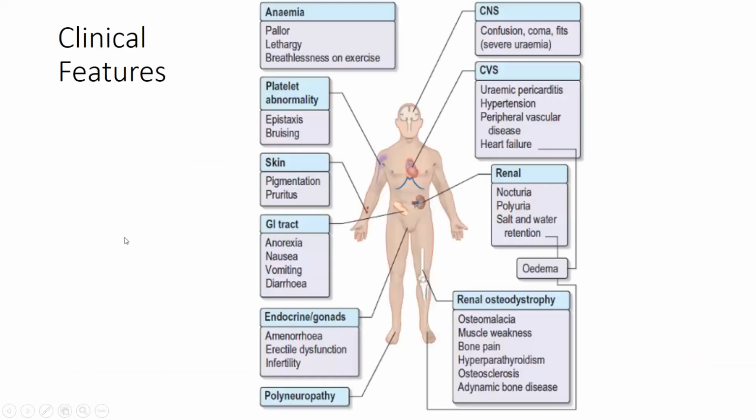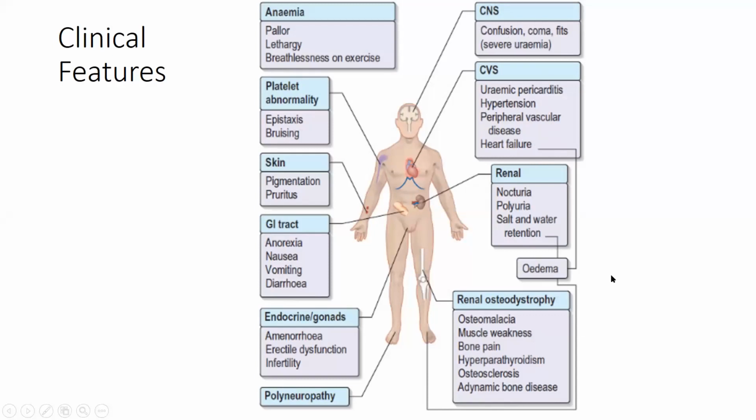So these are the common clinical features of a patient suspected to have CKD. And as you can see in the picture, it is more or less affecting all body systems. Therefore, chronic kidney disease is considered a multi-system disorder where almost all of your body systems can get affected. So you can have hematological involvement, skin involvement, GI involvement, endocrine involvement, neuro involvement, bones getting involved, cardiovascular system getting involved, nervous system getting involved.